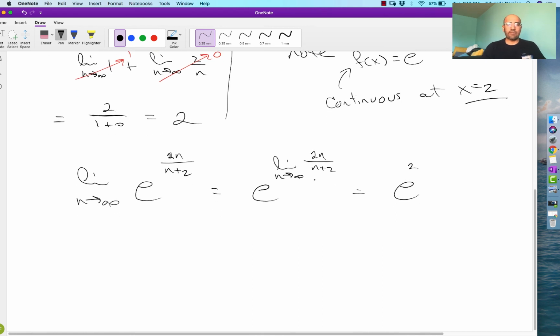Right, so we can just eliminate that middleman there and just write our answer as the limit as n goes to infinity of e to the 2n divided by n plus 2 equals e to the second power, which means it converges. Okay, that should take care of those.